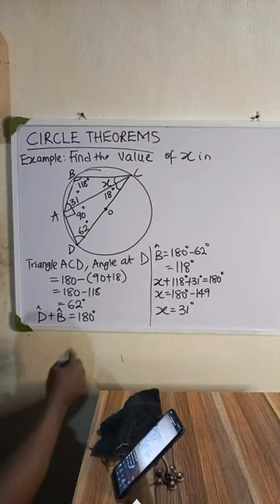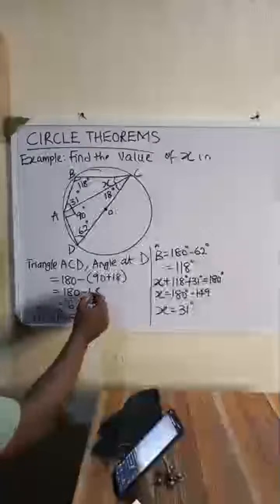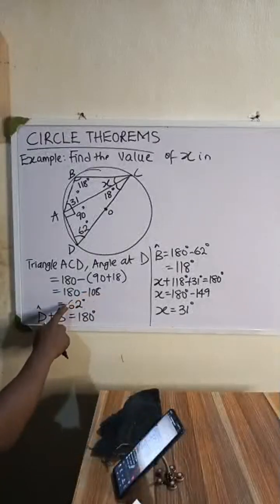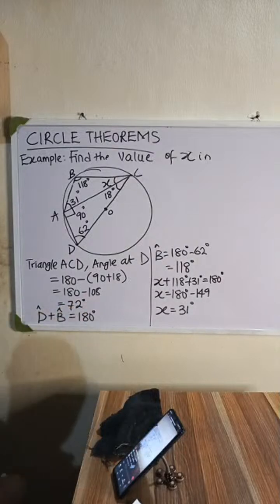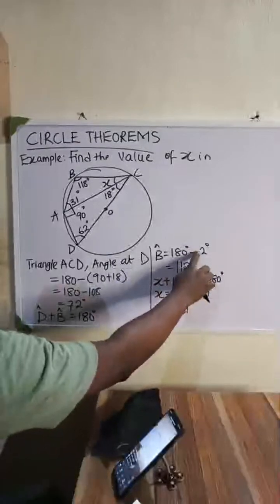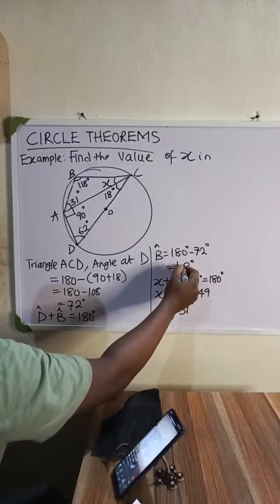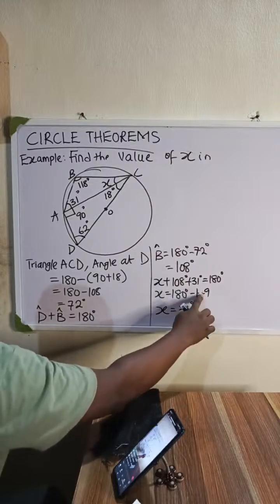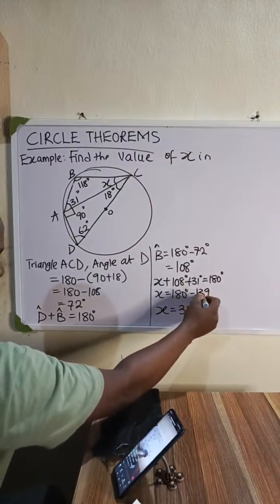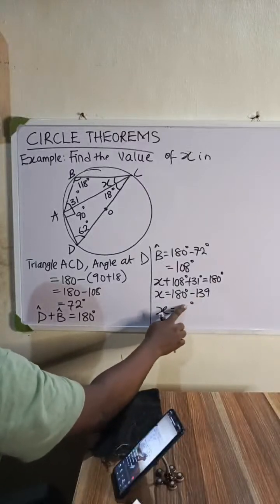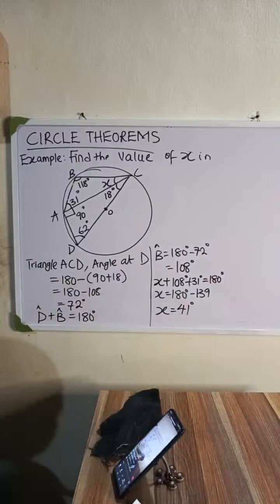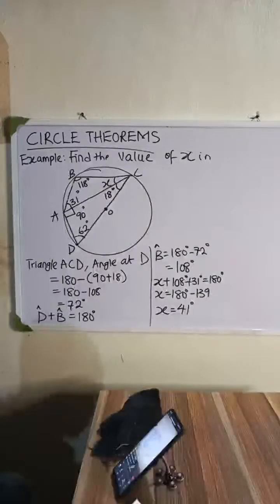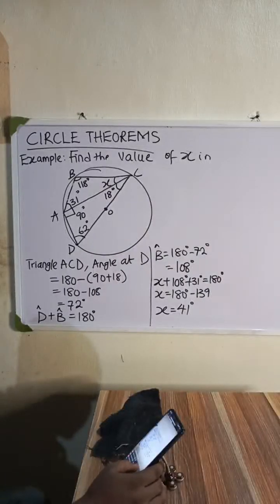Oh, I skipped something. This is supposed to be 108. So if this is 108, this will be 72 degrees, right? And then if this is 72 degrees, it will be 108 degrees. And if this is 108 degrees, this will be 139 degrees, and then this will be 41 degrees. So that should be the answer. 41 degrees. Who is correct?